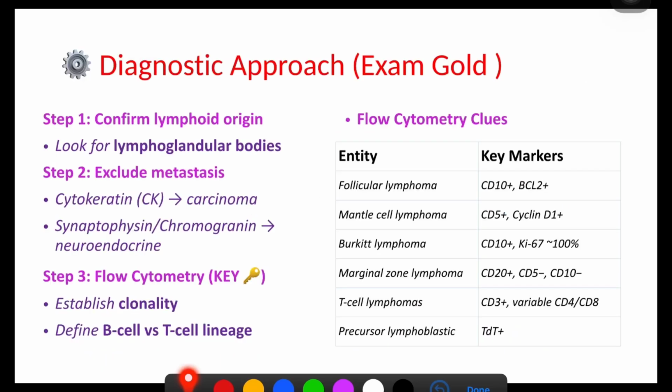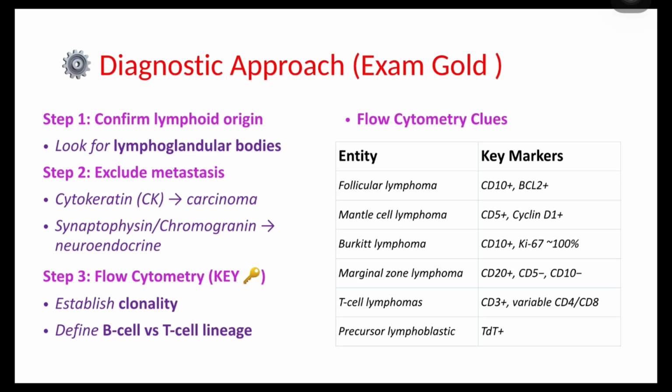immunohistochemistry. So what is the diagnostic approach? First of all, you have to confirm whether it is lymphoid origin or not. Lymphoglandular bodies sometimes help, and exclude metastasis with the help of cytokeratin and synaptophysin, chromogranin to rule out carcinoma and neuroendocrine tumor, and flow cytometry to establish clonality, and we have to define whether it is B cell or T cell lineage, and these are the marker list along with the entity of tumor, so that you can easily differentiate with the help of IHC.